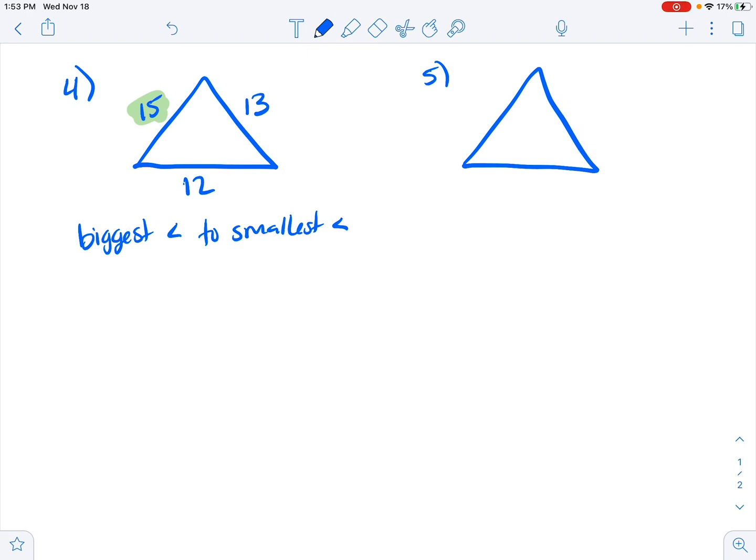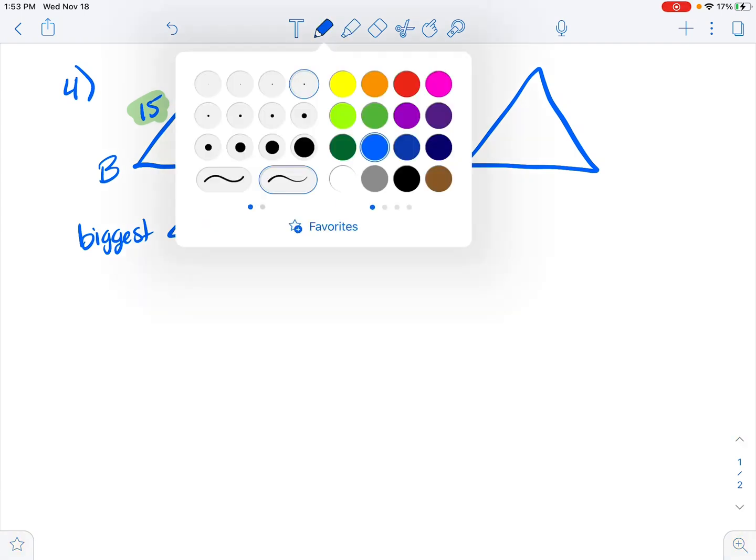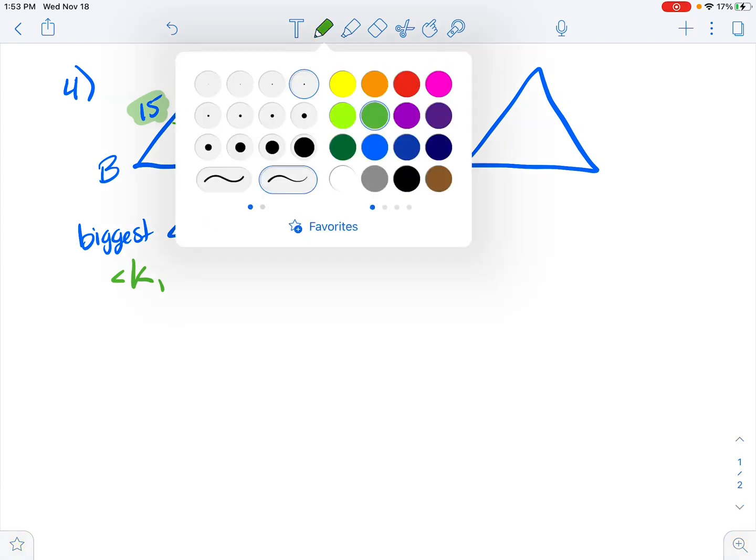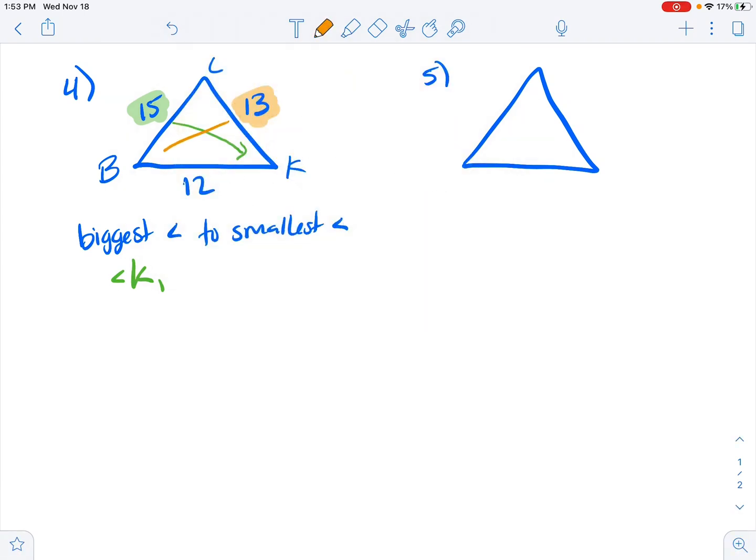Oh, let me label the triangle. Okay, so I'm going to go directly across from it. And that means my biggest angle is angle K. What's my middle or my medium side? My middle side would be 13. That's the next biggest number. So now I can go across from 13, and my middle angle would be angle B.